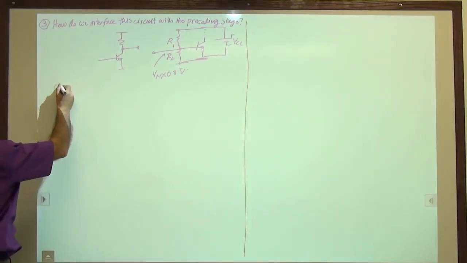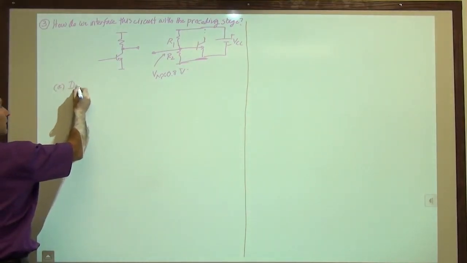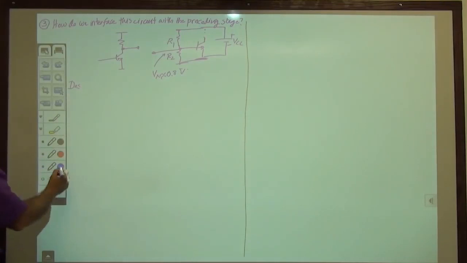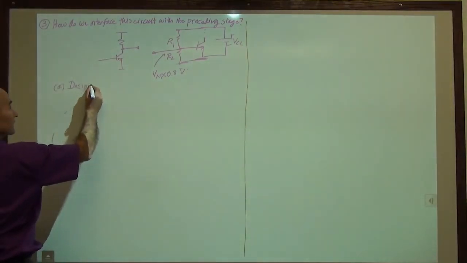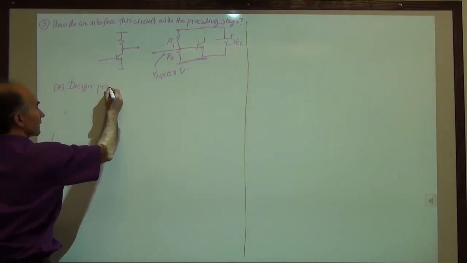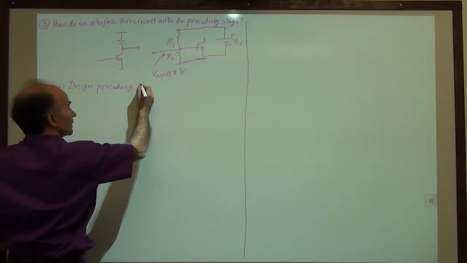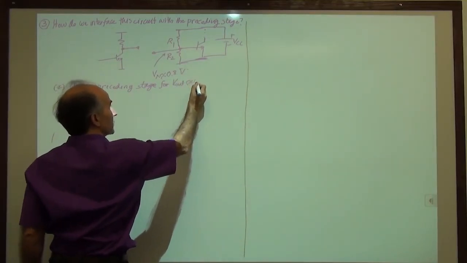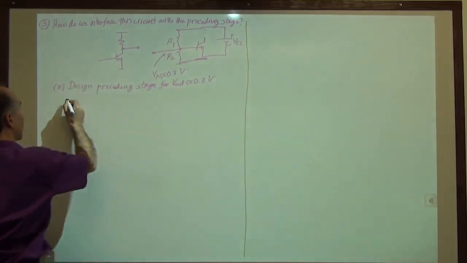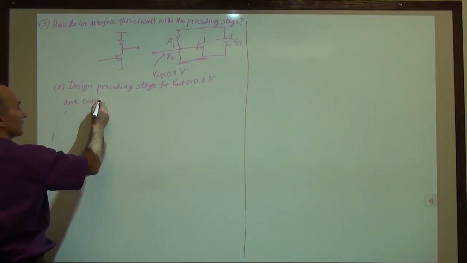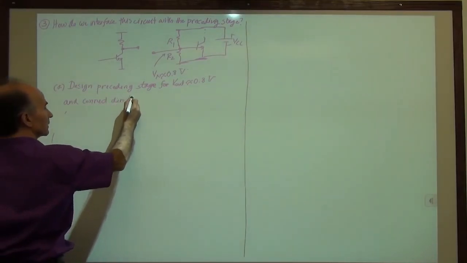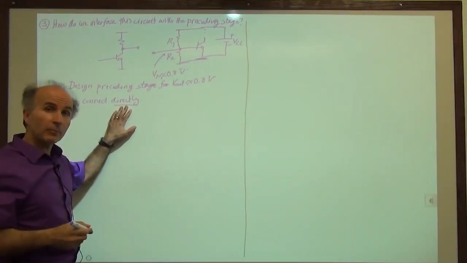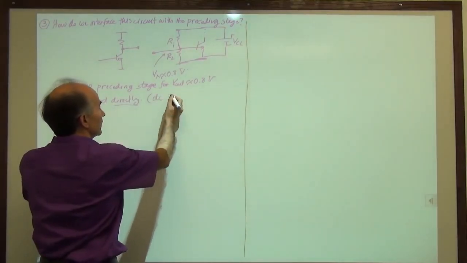So we have two approaches to do this. One is design the preceding stage for V out approximately 0.8 volts and connect directly, and sometimes we call this DC coupling.